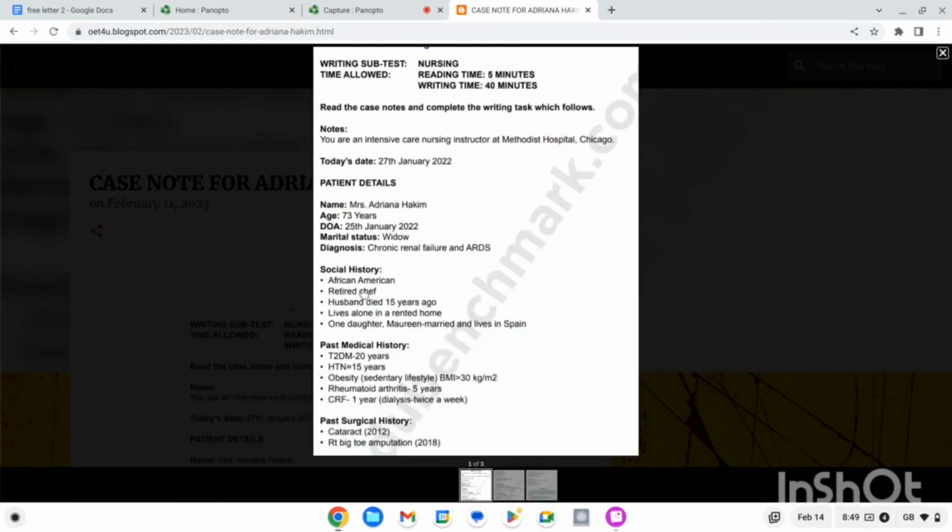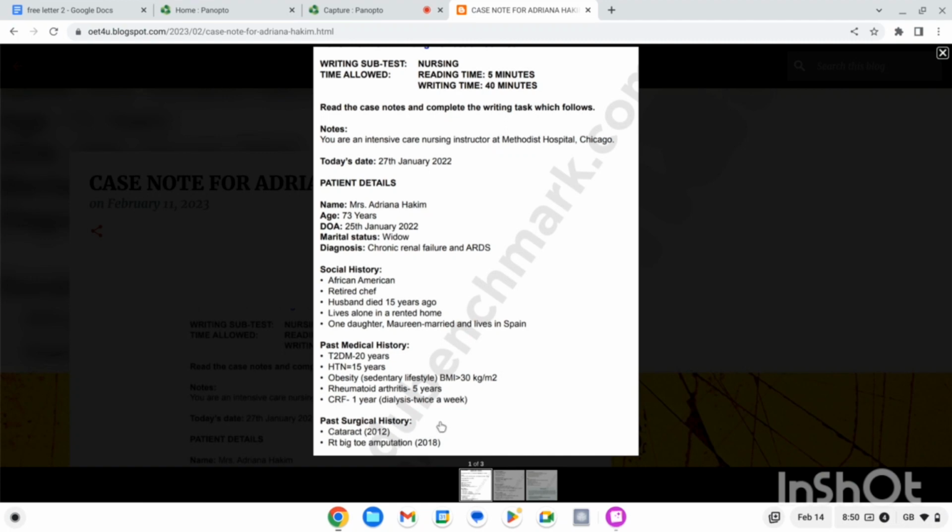So, social history: African American, retired chef, husband died 15 years ago, lives alone in a rented home, one daughter, Maureen, married and lives in Spain. Past medical history: diabetes mellitus type 2, 20 years since. Hypertension, 15 years. Obesity, sedentary lifestyle, and BMI is higher than 30 kilogram per meter square. Okay, rheumatoid arthritis, 5 years, and chronic renal failure, 1 year, dialysis twice a week. The patient is already on dialysis.